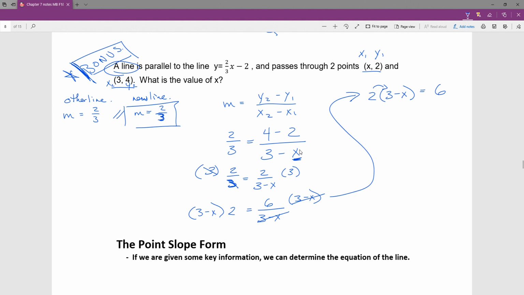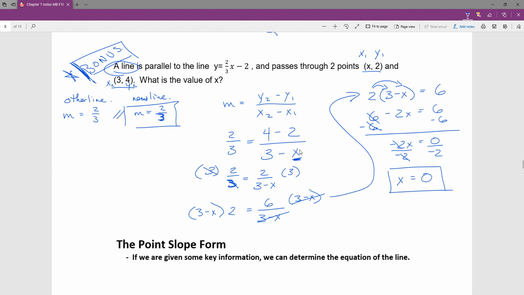So I need to distribute the 2 to get 6 minus 2x equaling 6. I'm going to keep solving for x, so subtract 6 on both sides. I'd get that negative 2x equals 0. And it's really a bit of a bummer, because my final answer is that x equals 0, which is super, super disappointing considering how much work that was.